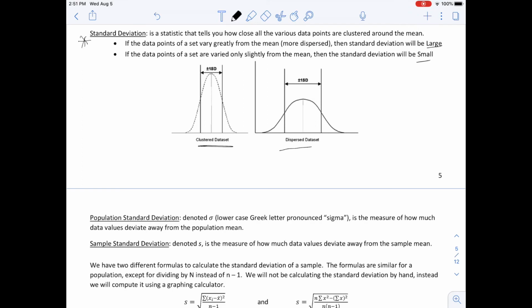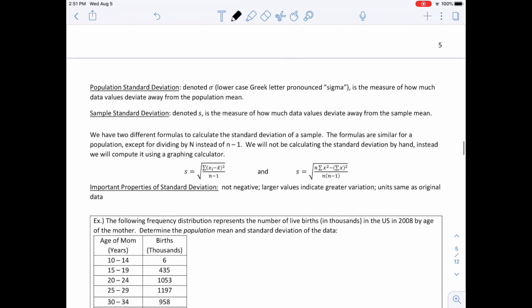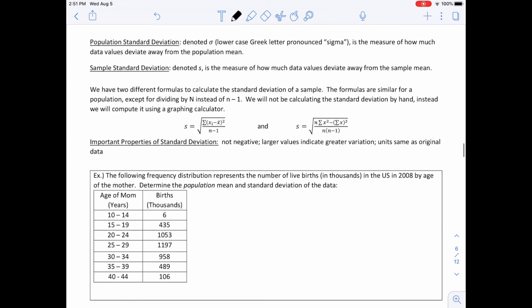So the second picture that we have here, you will notice that we have more dispersed data sets, and your bell-shaped curve is more spread out. That has a larger standard deviation. So we have a population standard deviation and a sample standard deviation. For the population standard deviation, we use sigma, and the sample standard deviation, we use an S. And they are the measure of how much data values deviate away from the population mean or the sample mean.